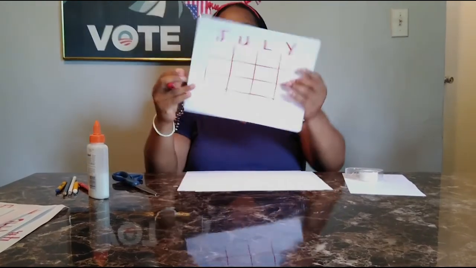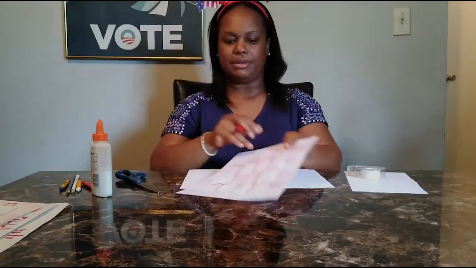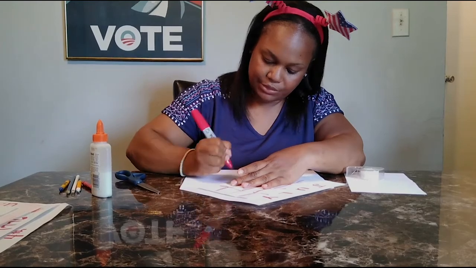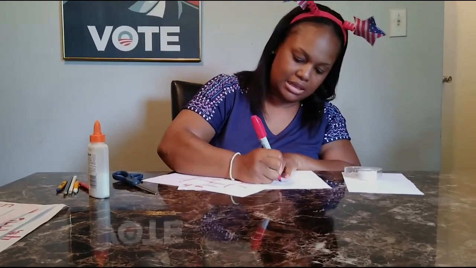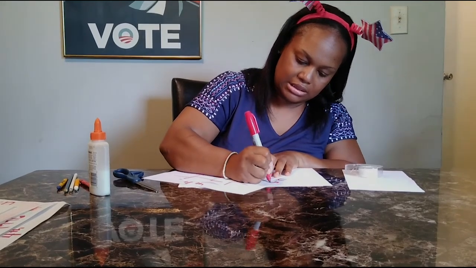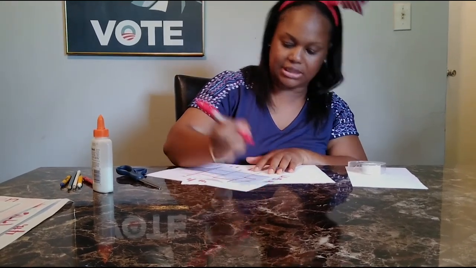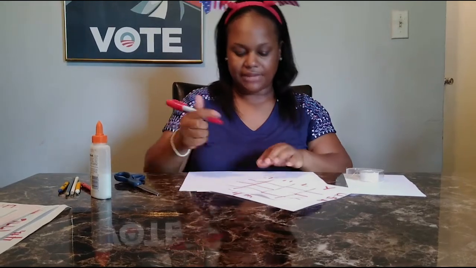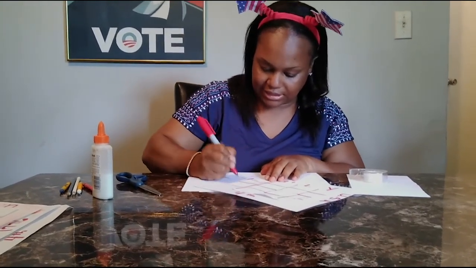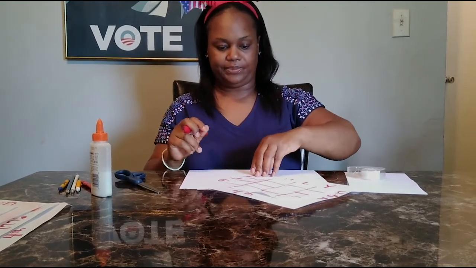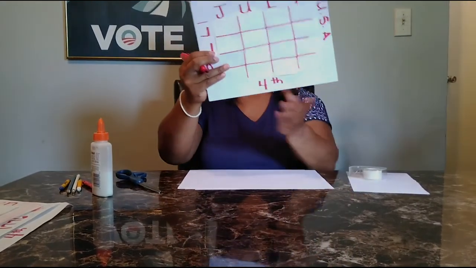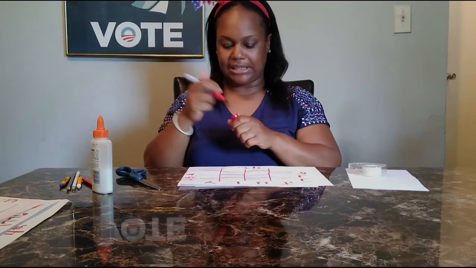So now as you see, it looks like a little bingo board, all right? And then I'm going to put the 4th at the bottom, because that's what we're talking about, July 4th. And I'm going to put USA, because this was the United States of America's independence. And I'm going to put 1776, because that is the year that we became independent from Great Britain. So here's mine.